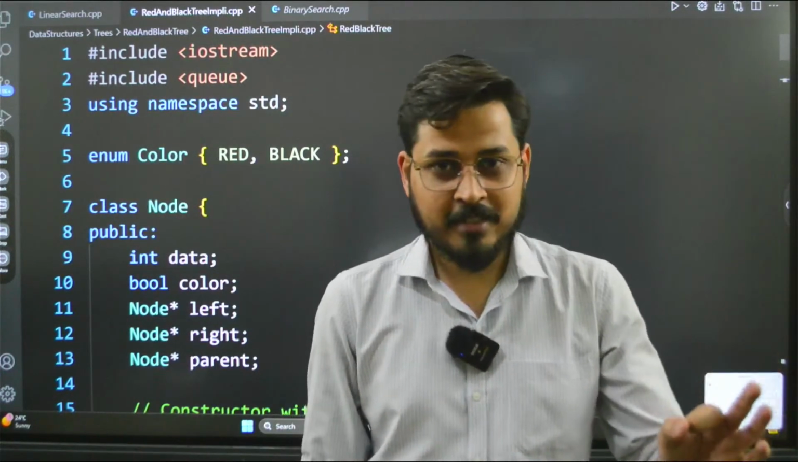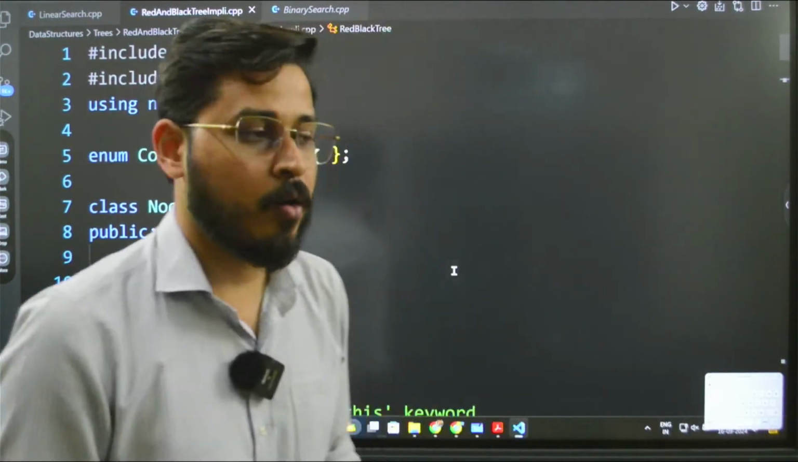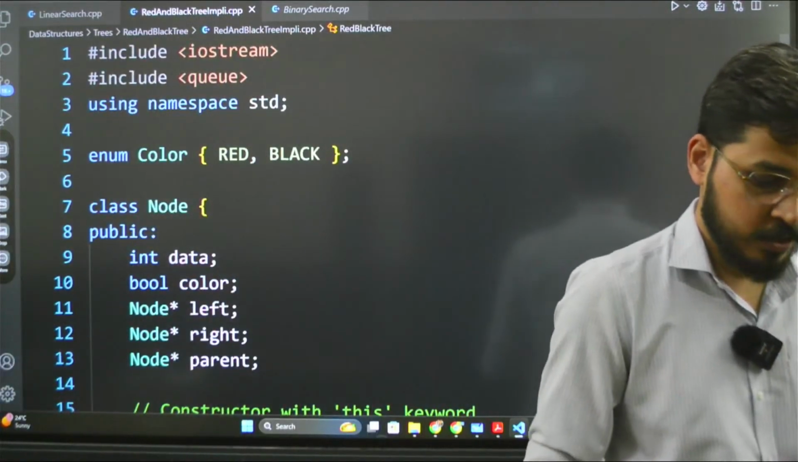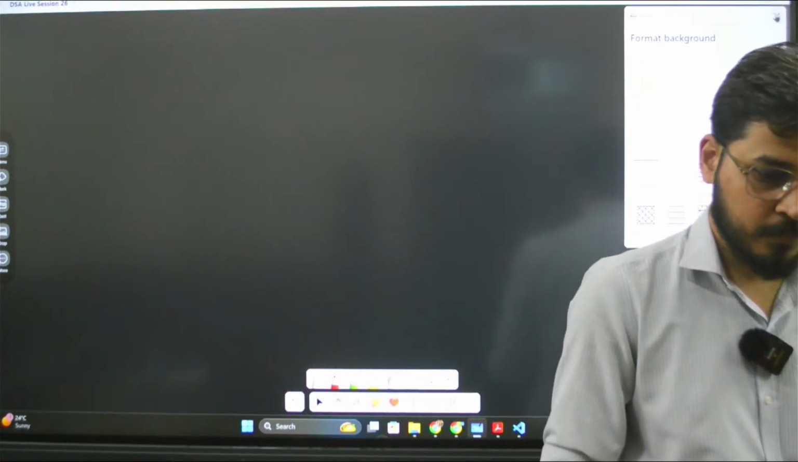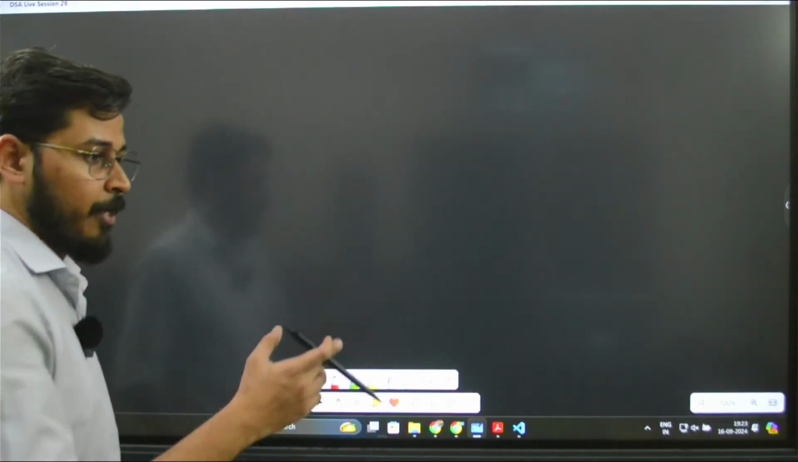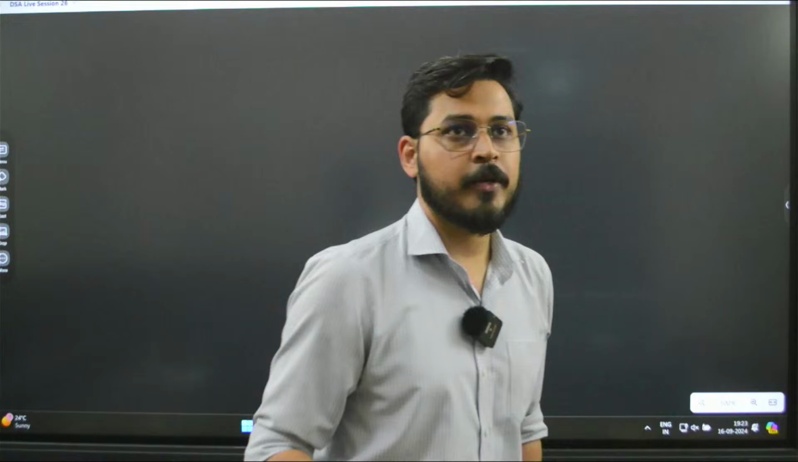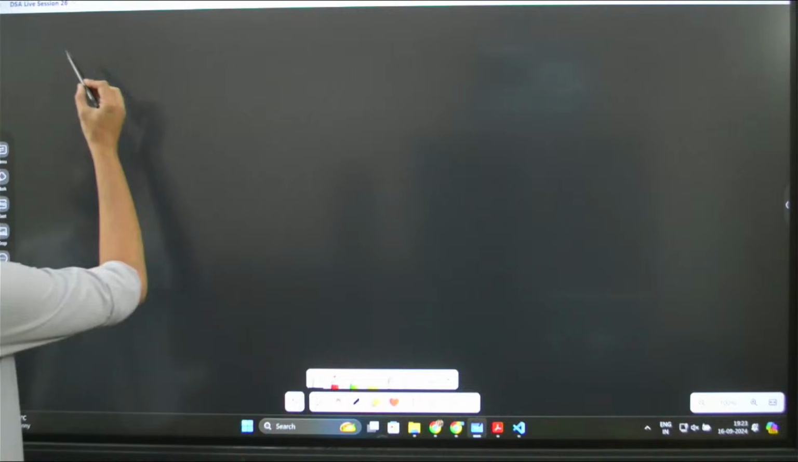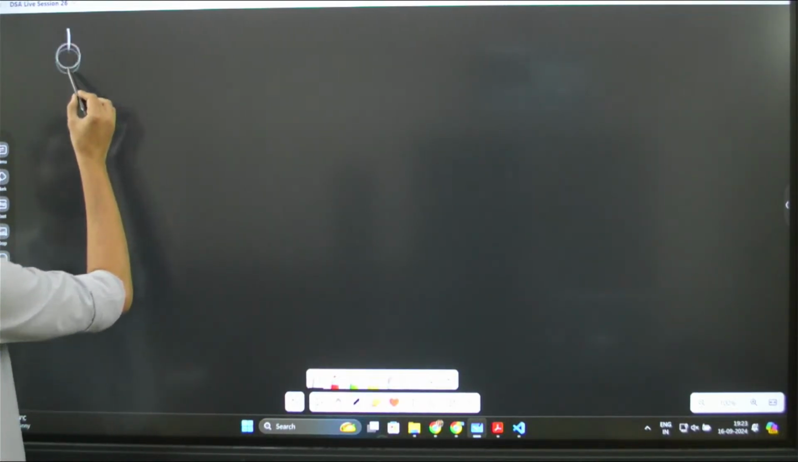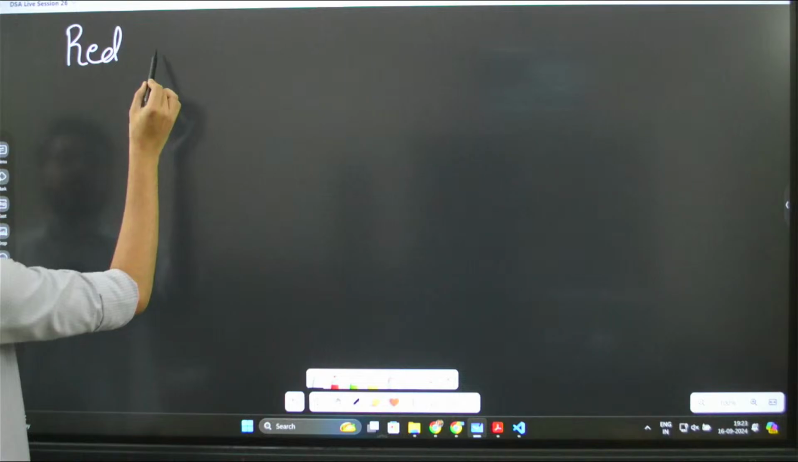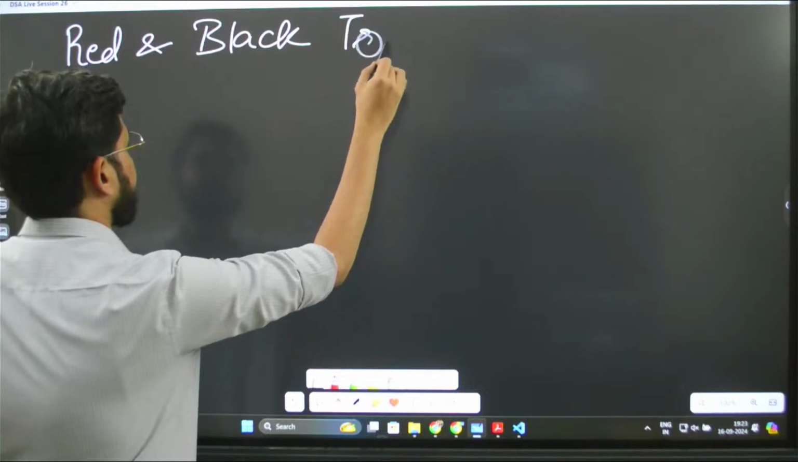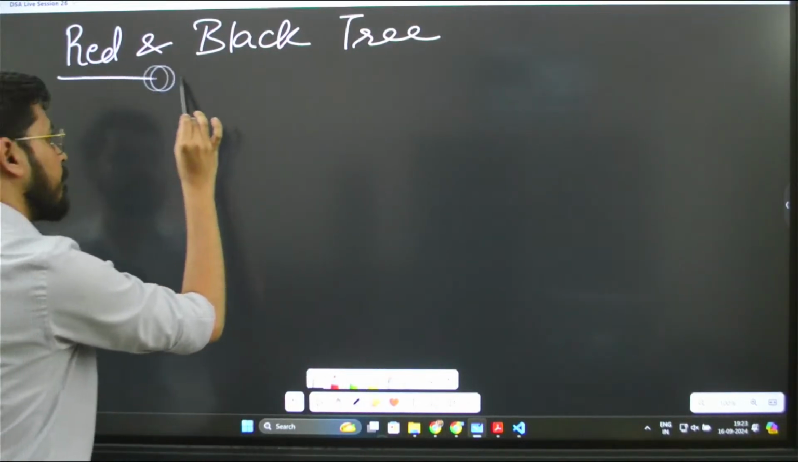Alright, let us start. So today's concept that we are going to work with is the red and black tree. So let's see. We are into the session, guys. I hope people are joining. Okay, 2 people are there. Let us start. So today we are going to talk about the red and black tree. Red and black tree.